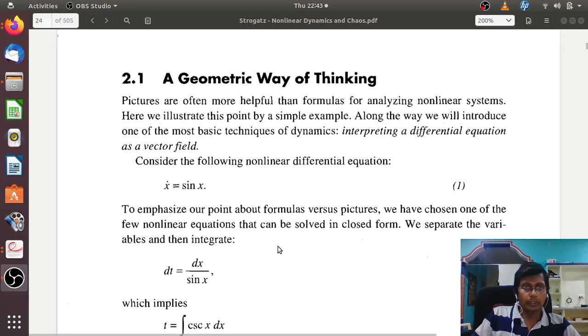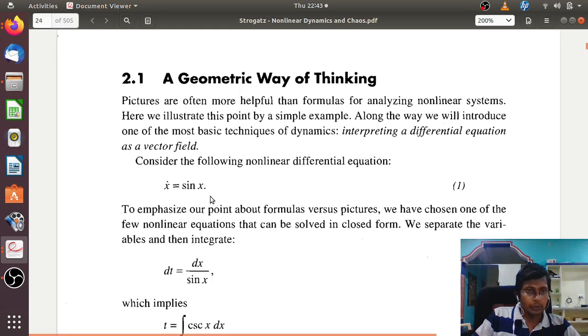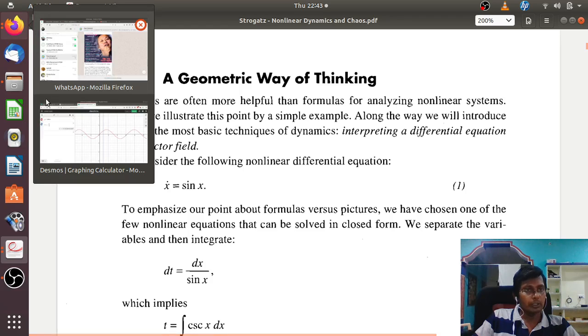Okay, let's start. In the geometric way of thinking, what we are going to do is take this equation and plot x versus x dot, putting x on the x-axis and x dot on the y-axis. And what do we get if we plot like that?